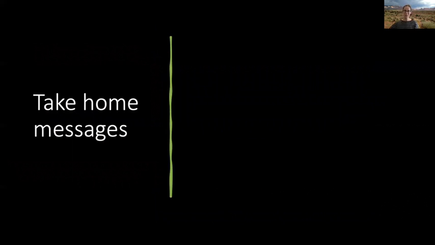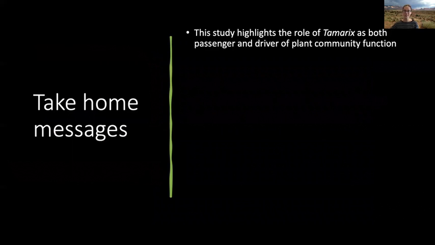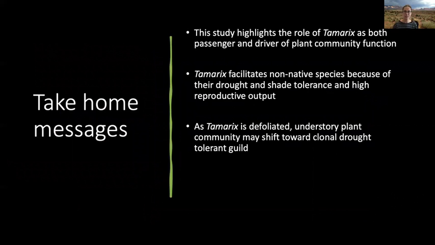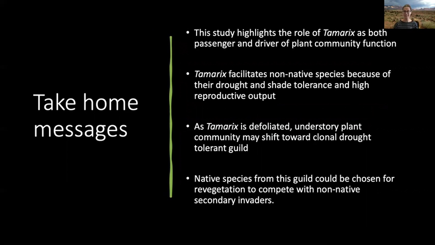Okay, so the take-home messages of this study are first, that we've highlighted this role of Tamarix as both a passenger and a driver of plant community function. Tamarix facilitates non-native species because of their drought tolerance and shade tolerance and their high reproductive output. As Tamarix is defoliated, understory plant communities may shift more towards those clonal drought-tolerant guilds. And lastly, native species from that guild could be chosen for revegetation in order to compete with non-native secondary invaders.